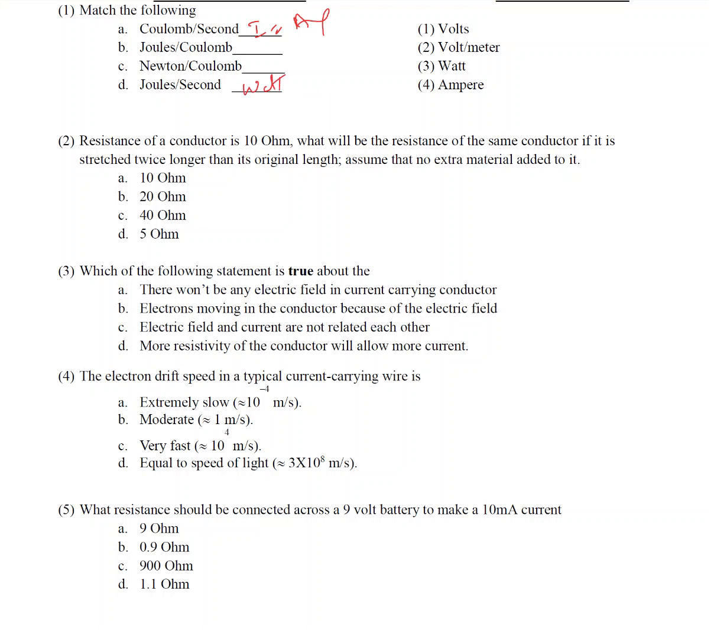Okay, and Newton per coulomb is nothing but electric field. Electric field has another unit, which is volt per meter, and joules per coulomb is nothing but volt. So that's the combination. We just did this question in the previous quiz.